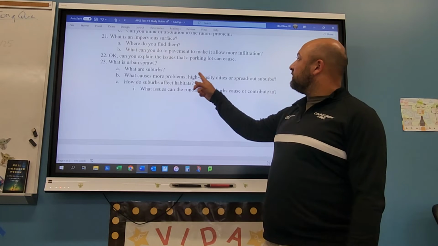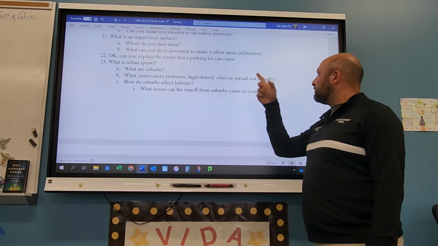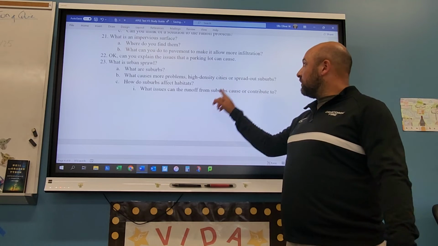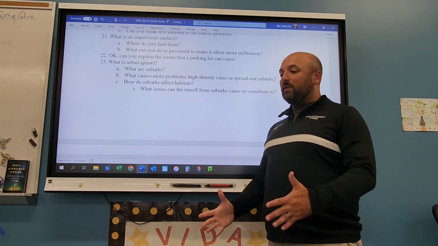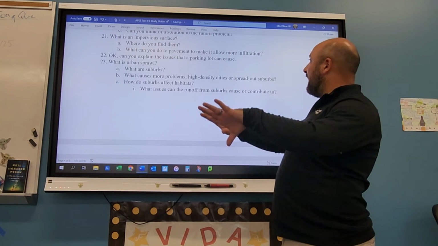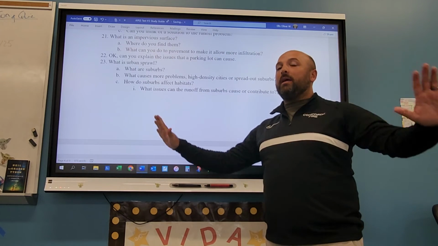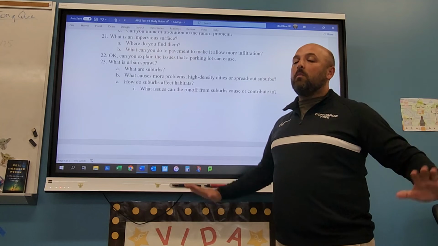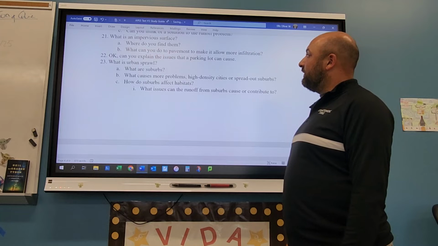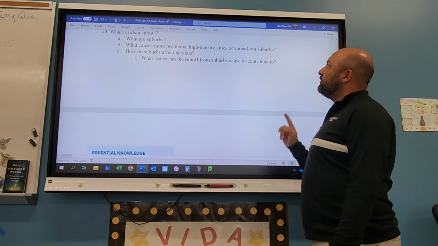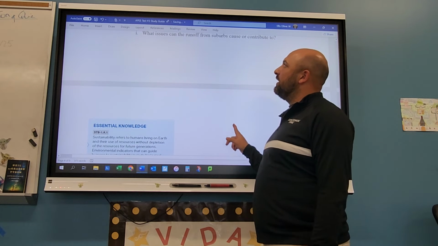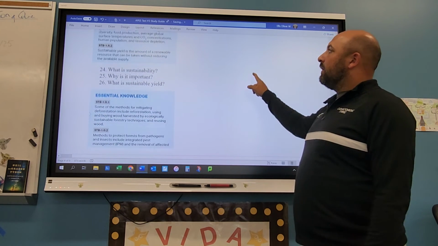And what causes more problems? High density cities or spread out suburbs? Even though cities are not great, they are certainly better than the suburbs because if you have a whole bunch of people living in one building, they don't take as much space, right? To spread out in the suburbs means we cut down all that habitat and take away the land for so many more creatures and take away their living space, their habitat. And that affects those populations. What issues can runoff from the suburbs cause or contribute to? Again, killing off plants and animals in the streams.